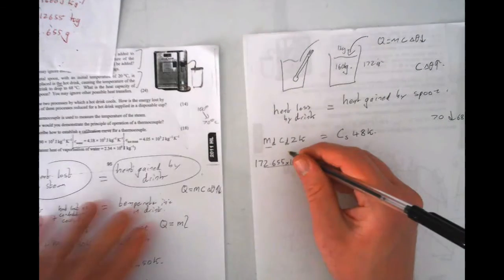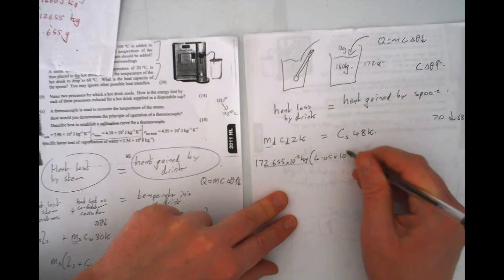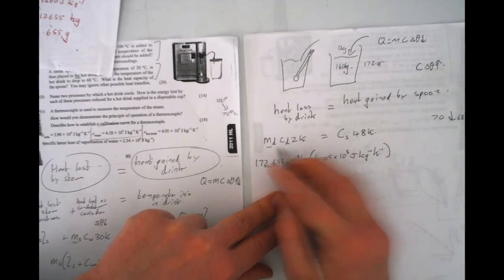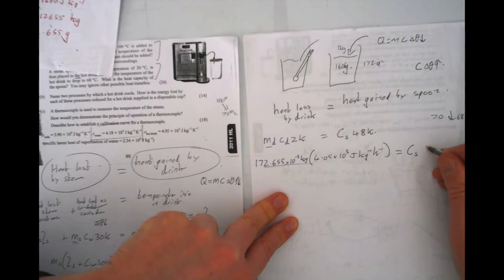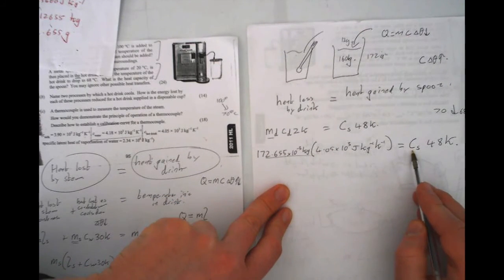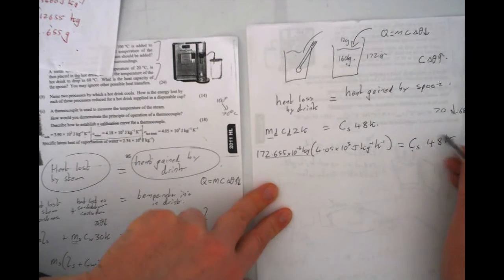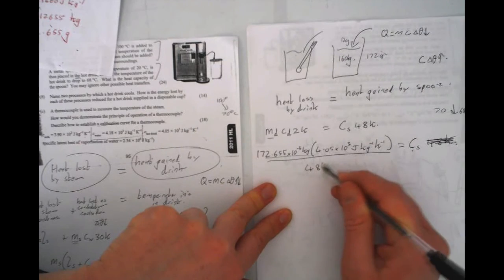The heat capacity of the drink we're given in the question: 4.05 by 10 to the 3 joules per kilogram per Kelvin. That's this side. It's equal to the heat capacity of the spoon, which we don't know, times that temperature difference of 48K. Let's keep things simple. We want to keep what we want on one side, so let's divide both sides of the equation by 48K.